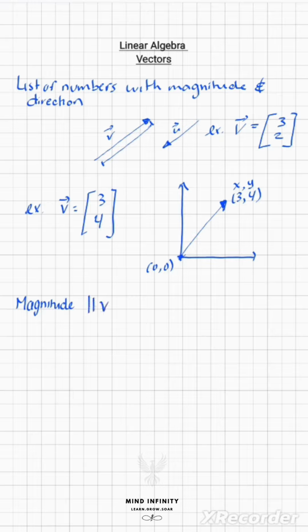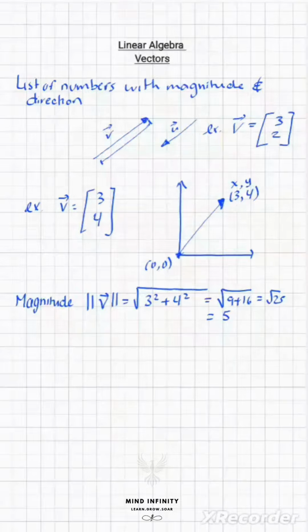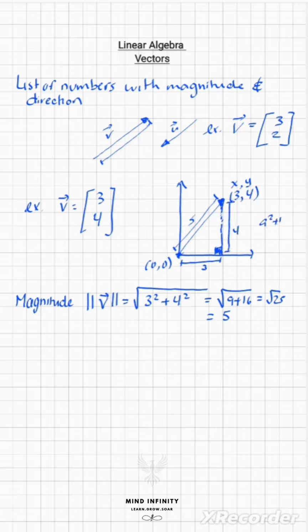so let's say vector v, you want to calculate the magnitude, so that's the square root of 3 squared plus 4 squared, which is equal to the square root of 9 plus 16. The square root of 25 is equal to 5. It means that the length of this vector is equal to 5, which makes sense because this is like a triangle with a right angle, and this is 3, this is 4, and if you use Pythagoras, a squared plus b squared is equal to c squared, so then c is just the square root of a squared plus b squared, which is basically the same formula here.